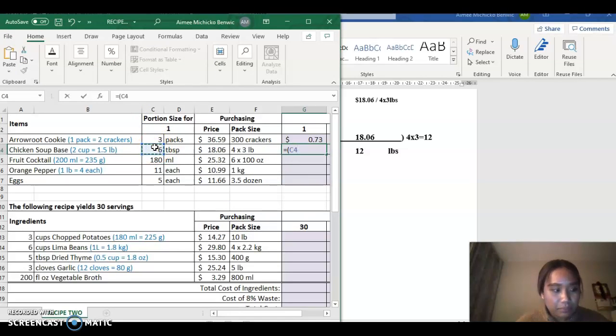So 6 divided by 16, multiplied by (1.5 divided by 2 cups), close bracket, multiplied by the price of $18.06 divided by 12 pounds. And that gives us 42 cents as well.